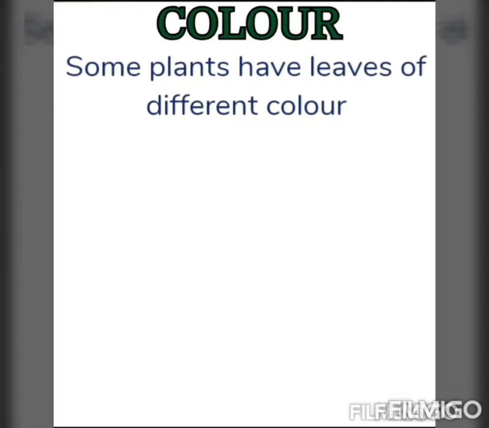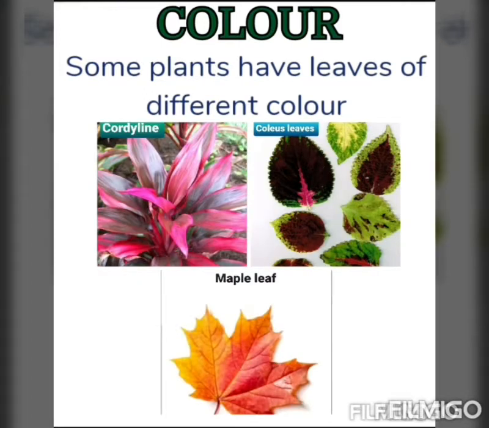Color. Most leaves are green in color. But some plants have leaves of different colors, such as cordyline, coleus, and maple leaves.